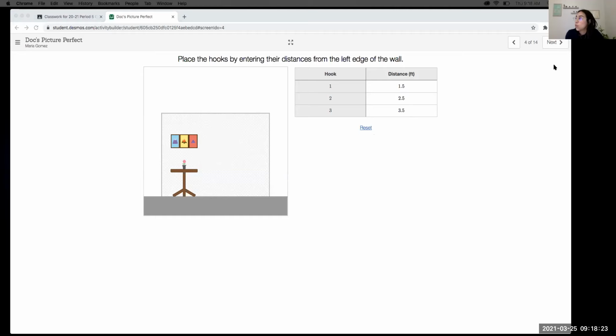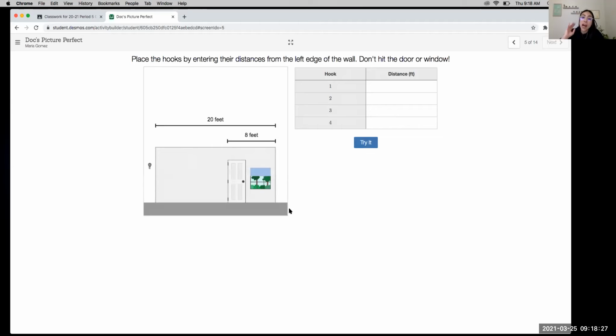Okay, I'm going to go ahead and open up another one for you, and it's very similar. So we'll go ahead and go to slide 5. There we go. A new wall, but in this wall here, you actually have a distance here that shows you it's 20 feet long. So the whole wall is 20 feet, but notice you have a door and a window here that measures 8 feet together. So you also want to place your hooks, and you want to keep them equally distanced, but you don't want to hit that door and you don't want to hit that window. So try here some distances that'll work.